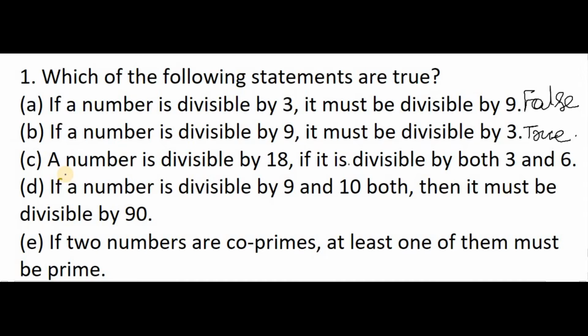Now coming to the third question. A number is divisible by 18 if it is divisible by both 3 and 6. Yes, if a number is divisible by 18, it must be divisible by both 3 as well as 6. If a number is divisible by 9 and 10, it must be divisible by 90. Yes.